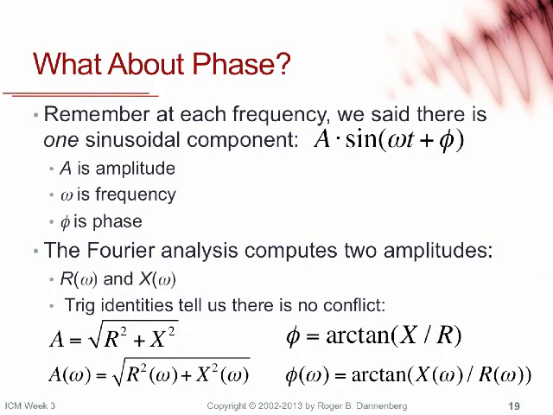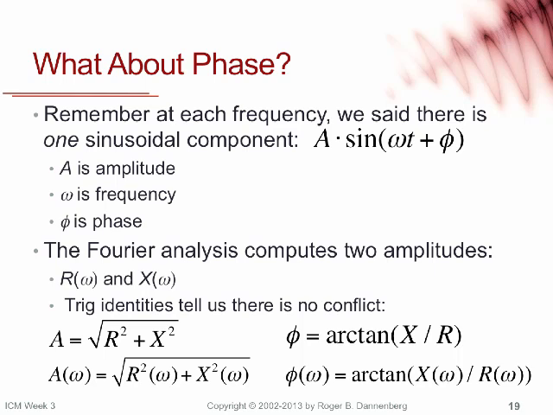Okay, so what about phase? I just showed you these two functions, a real part and an imaginary part. What's that got to do with phase? Well, the Fourier analysis computes these two amplitudes, real and imaginary, or r of omega, x of omega. And we can use trigonometry to convert that from real and imaginary to amplitude and angle.